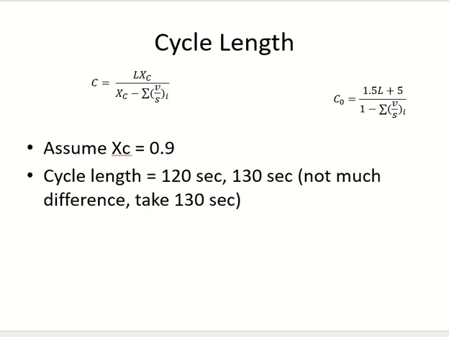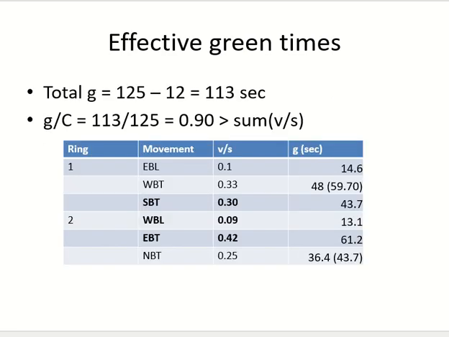Okay, what do we do next? First of all, we calculate the total effective green time. What is total effective green time? Cycle length minus the lost time. Cycle length is 130 seconds. Lost time is 12 seconds. So 118 seconds. The total effective green time is 118 seconds.